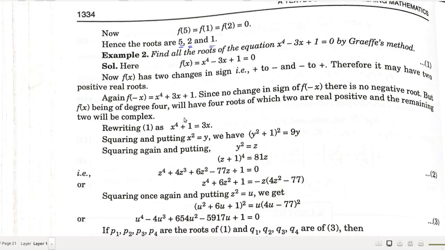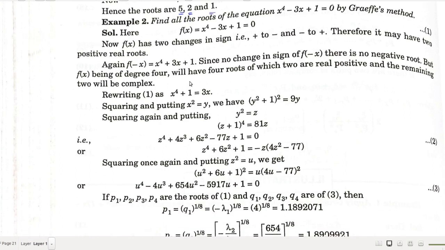Now we have another example. This is the second example in the textbook. Find all roots of the equation x raised to 4 minus 3x plus 1 equal to 0. So using Graeffe's method, we will find the solution of this.